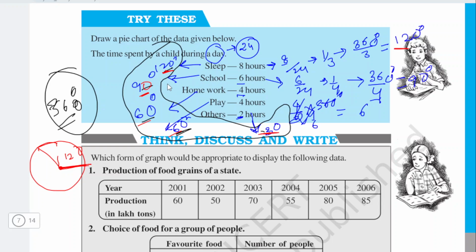Okay, then school 90 degree. From here you will place your protractor something like this. Okay, and then measure 90 degree from this. So it will come something around like this. Okay, 90 degree. So this 90 degree will represent this school time. Then 4 hours the 60 degree. Then you will again place your protractor something like on this line. Okay, your protractor will be on this line.